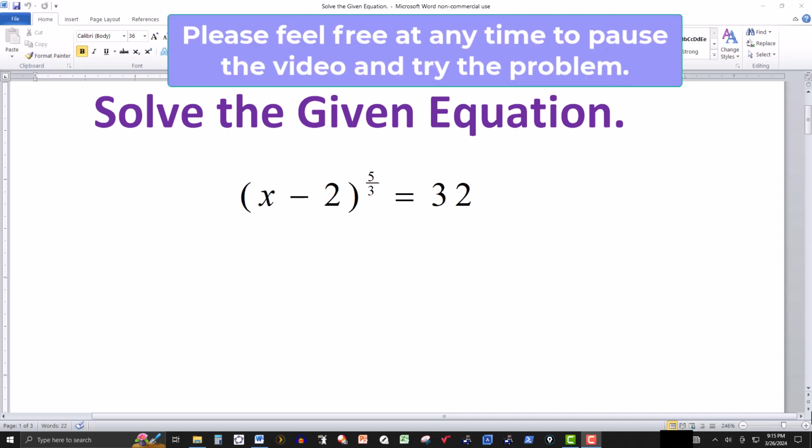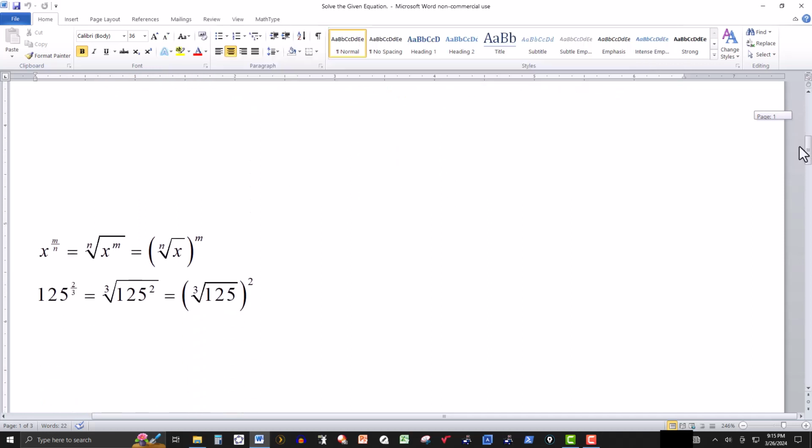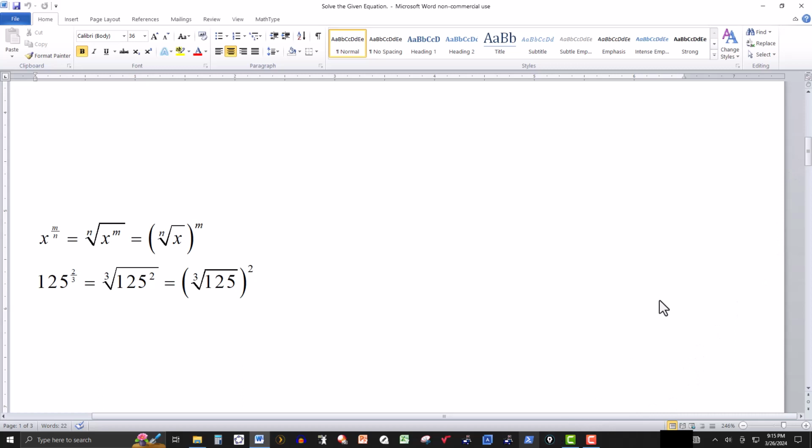In this video, we're going to solve an equation involving a fractional exponent, an exponent of 5/3. Just to clarify a few things here, whenever you have an expression such as x to the exponent m over n, and we're assuming here that m and n are positive integers, then you can write this as the nth root of x taken to the mth power, or you can take the nth root of x and then take that to the mth power.